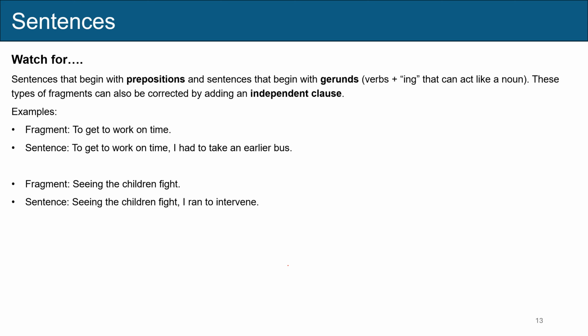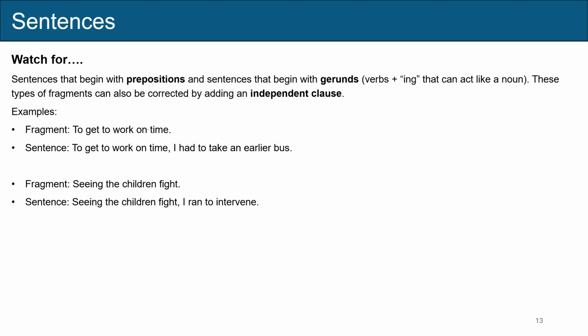Do watch out for any sentence that begins with what's called a gerund. Again, these are sort of terms that you don't need to memorize, but help to shape the rules, the syntax of how we use things. A gerund is a verb that ends in ing, that is acting like a noun. We try to watch out for these, the same with watching out for sentences that begin with prepositions, because often it might indicate that we have an incomplete thought.